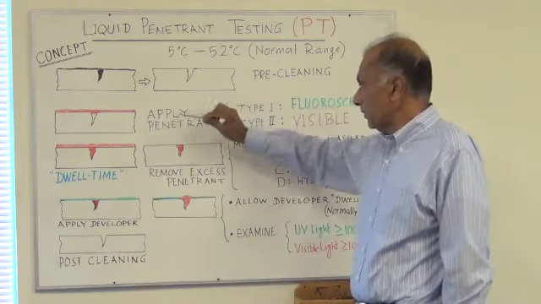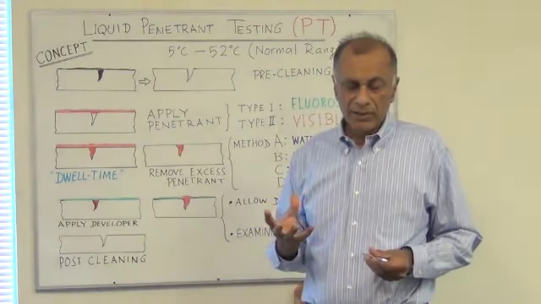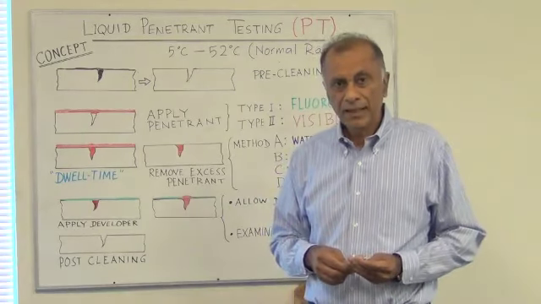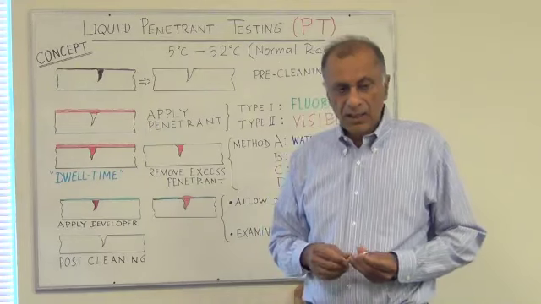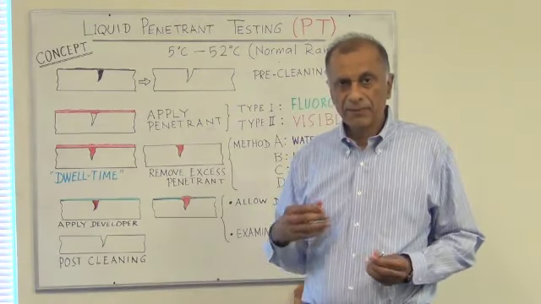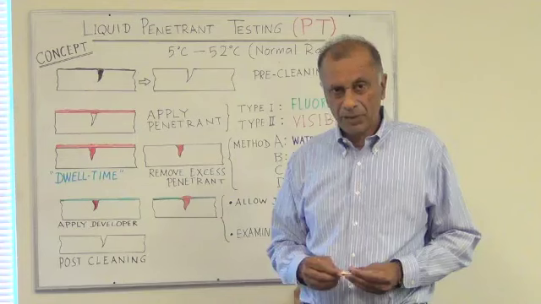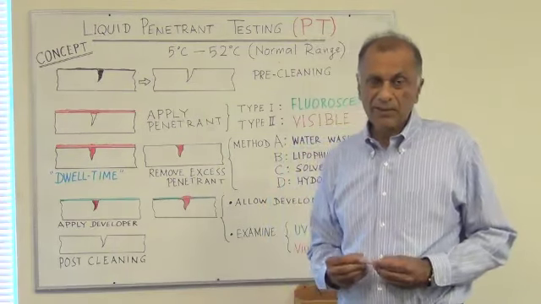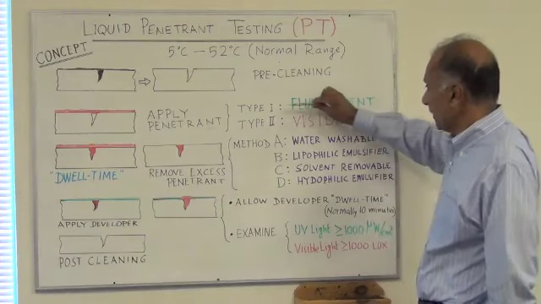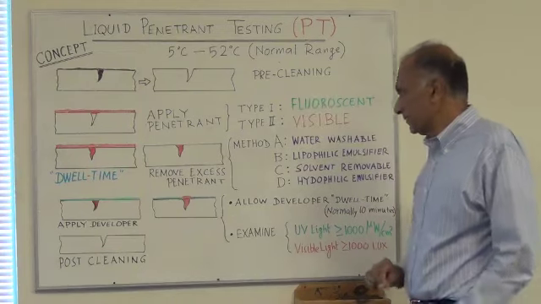After the cleaning, we apply the penetrant. What is a penetrant? Penetrant is a liquid which has the property of capillary action to penetrate into the discontinuities and cracks in the surface. In order to view the penetrant after the inspection, a dye is included in the penetrant. It can be a visible dye with a red color, or it can be a fluorescent dye, which is visible under a black light. The penetrants which are fluorescent are called type 1 penetrants. The penetrants which are visible are called type 2 penetrants.